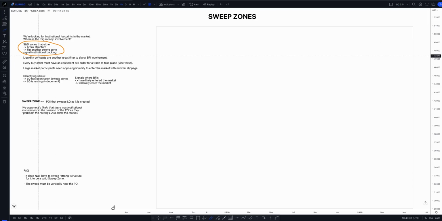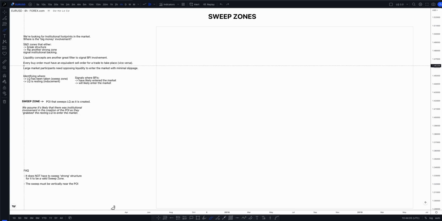So when we've been identifying that, that can hopefully signal that there was institutional backing in the creation of that zone, okay? So liquidity concepts are simply another great filter to signal BFI involvement, okay? BFI, banks, financial institutions, right? It's just another acronym in a space that's already overloaded with acronyms, but basically the big guys, right? Institutional involvement is what we're saying there. So it's just another way in which we can apply these liquidity concepts to what we've already been looking at, as another tick in the box. Let's say that potentially there was big money involved in that area, okay?